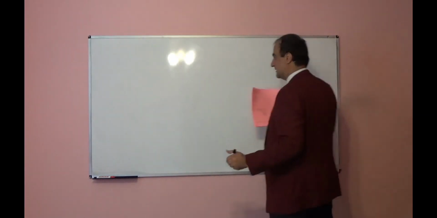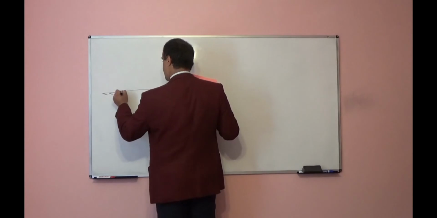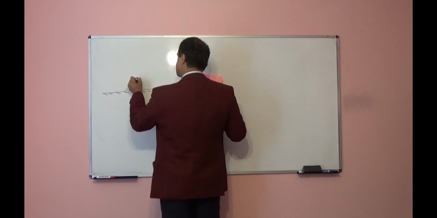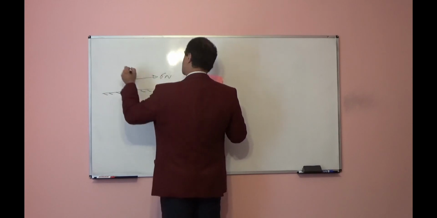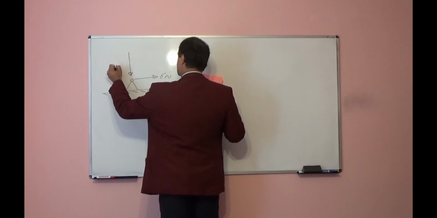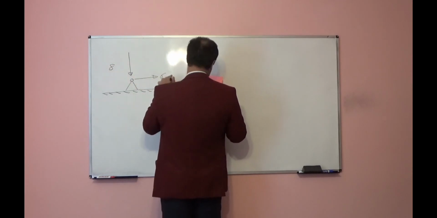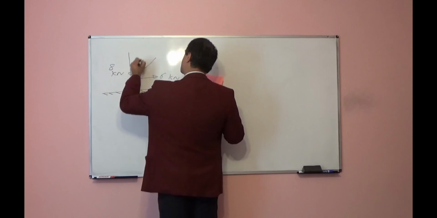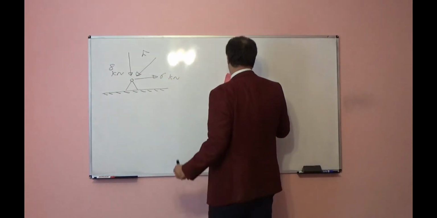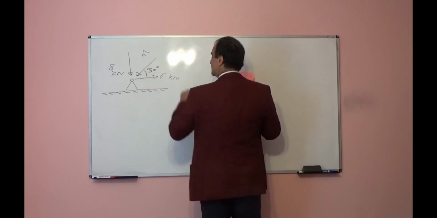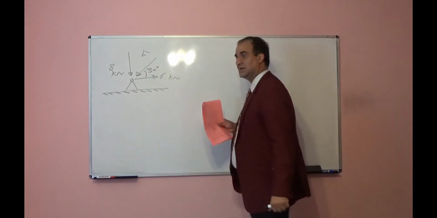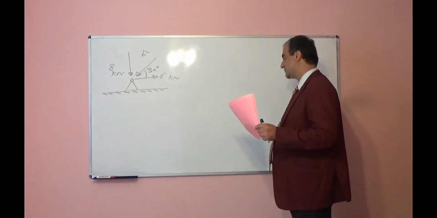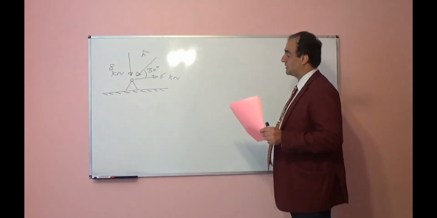First problem, there was a support, and this support is subjected to 6 kilonewton, 8 kilonewton, and another force F. Magnitude is unknown, but direction is 30 degrees. The problem statement said find the F so that the resultant force for these three forces is as small as possible.